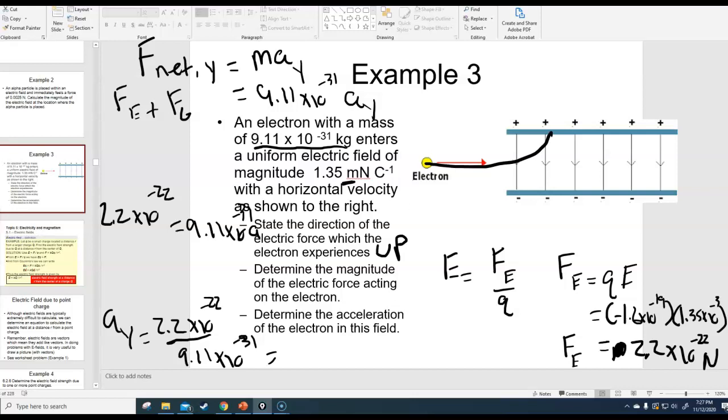The IB loves to combine multiple topics like that, and so it wouldn't surprise me at all to see this type of situation where you had a charged particle and an electric field, and you had to also take into account things like horizontal displacement and how long does it take to fall, and stuff like that. So just something to be on the lookout for.